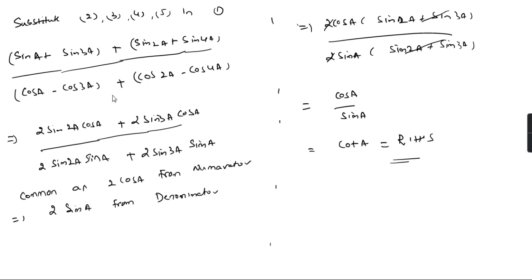Substitute 2, 3, 4, 5 in 1. What is the 1? This is equation number 1. We substitute all the values, and here 2 cos A will be common from the numerator, 2 sin A from the denominator. These terms, sin 2A plus sin 3A, will be cancelled and 2 will be cancelled. And finally we get cos by sin. What is the value of cos by sin? Cos by sin is nothing but cot.